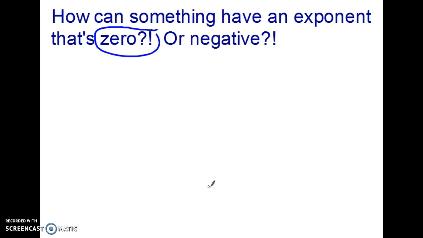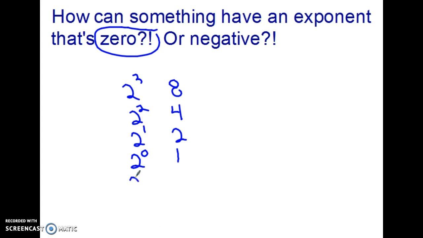Well, let me go back to a pattern we were using before. 2 to the 3rd was 8. 2 to the 2nd was 4. 2 to the 1st was 2. 2 to the 0 was 1. So let's just keep going with the pattern. 2 to the negative 1. Well, remember we were dividing by 2 every time. So divide by 2, divide by 2, divide by 2. Well, 1 divided by 2, that's 1/2.